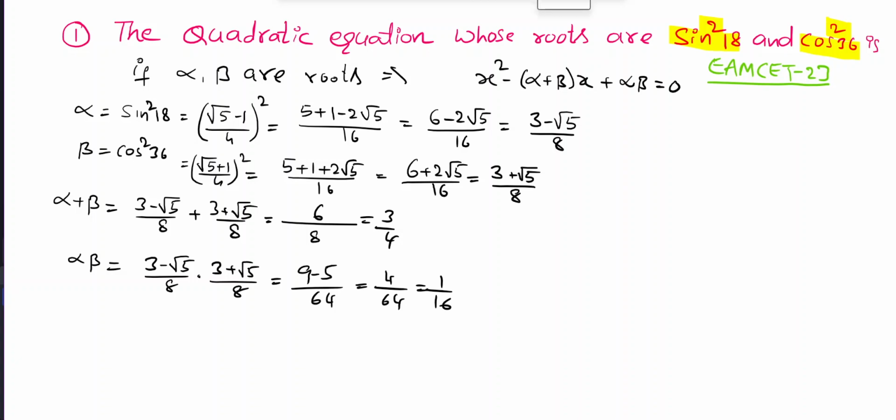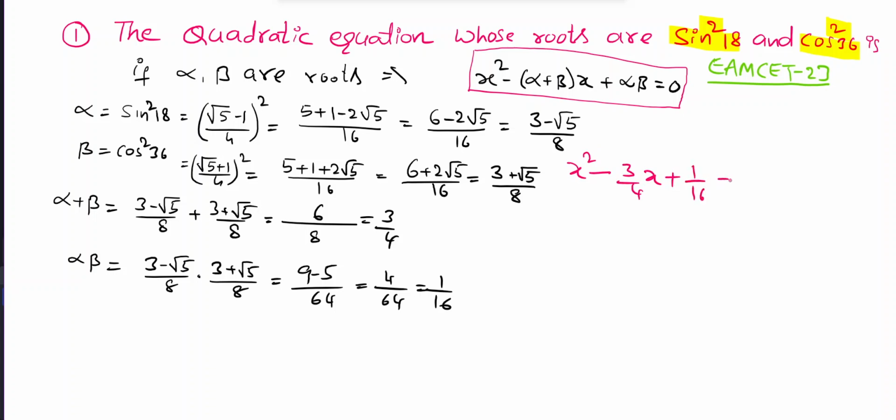Now we find the quadratic equation. Here the quadratic equation is x square minus (alpha plus beta) into x plus alpha beta. Substituting in this equation, that is x square minus 3 by 4 into x plus 1 by 16 is equal to 0. Take LCM, here it is 16x square minus 4 threes are 12x plus 1 is equal to 0. This is the required equation of the given roots.